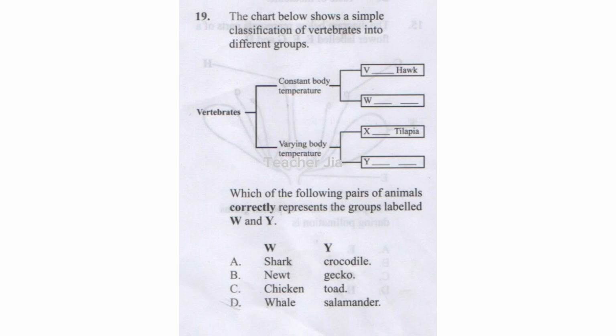The chart below shows a simple classification of vertebrates into different groups. Under vertebrates, we always have warm-blooded and cold-blooded. The vertebrates that have constant body temperature are the warm-blooded, and those that have varying body temperature are cold-blooded. Whatever we input here, we have to ensure that they fall under the two categories. Which of the following pairs of animals correctly represents the groups labeled W and Y? So one warm-blooded and one cold-blooded.